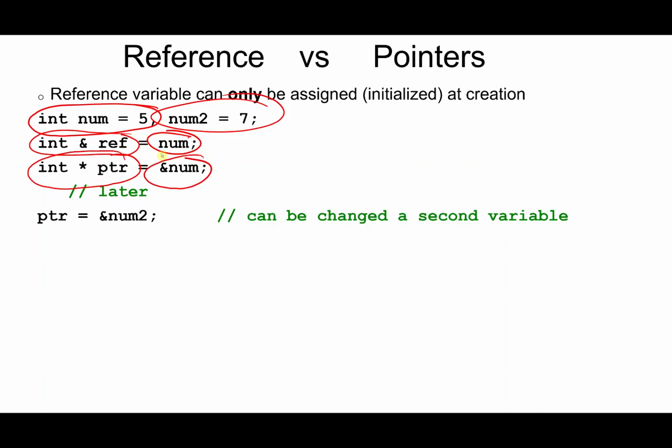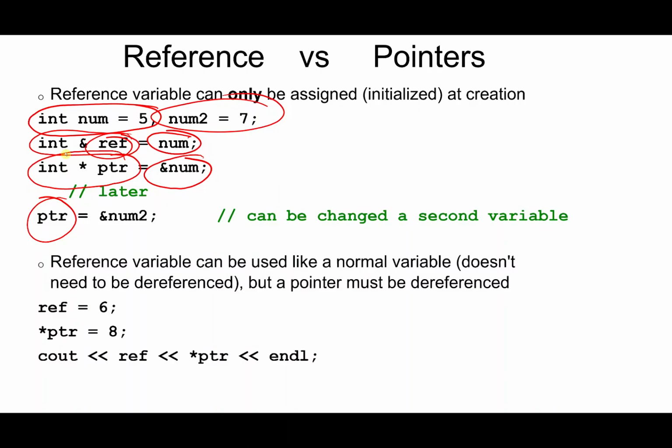So later, PTR can be changed to point to num2, but ref cannot. Once ref refers to a variable, it cannot refer to any other variable anymore. But with a pointer, you can reuse the pointer.